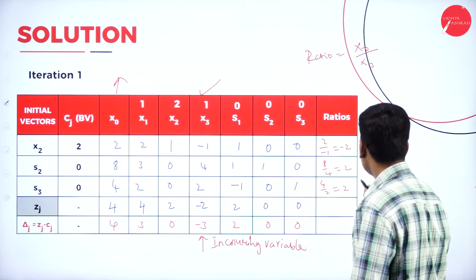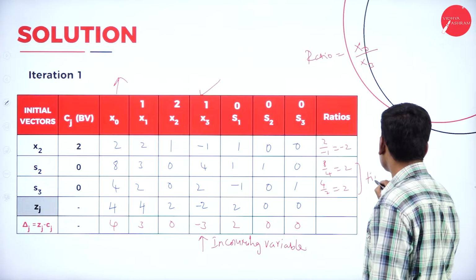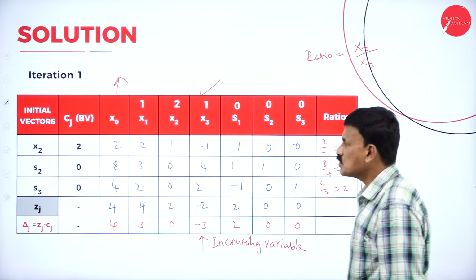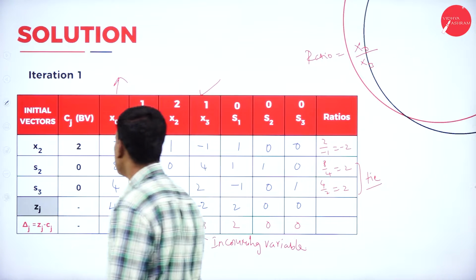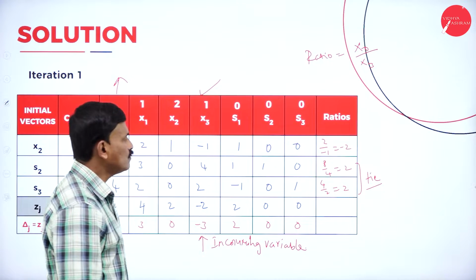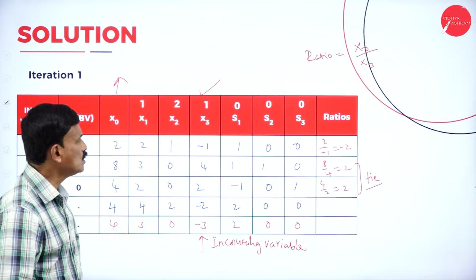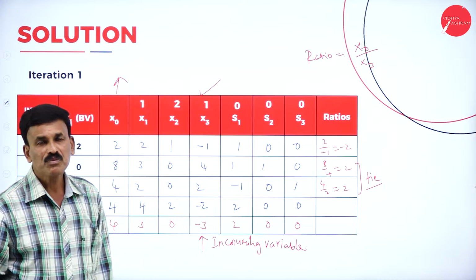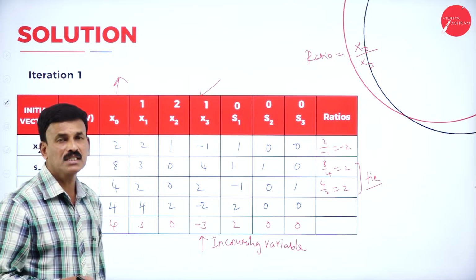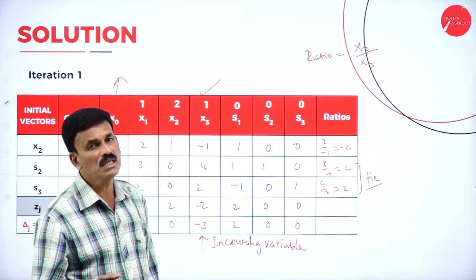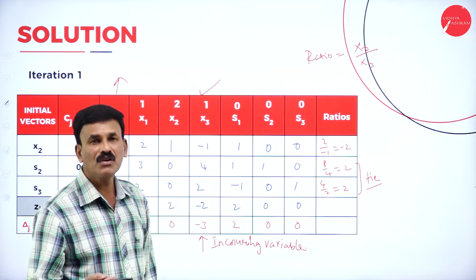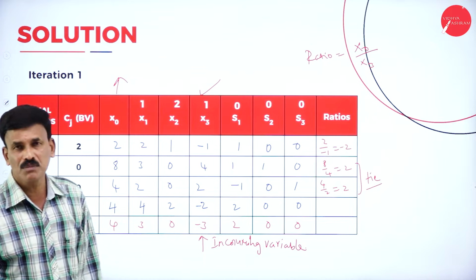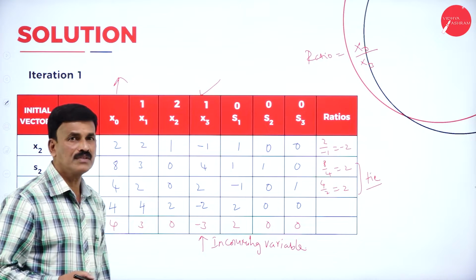Since these two values are the same, there is a tie between these two. So the R2 and R3 column values will have the same ratio, 2. Therefore there is a tie, and this degeneracy has to be removed. For that we have to find the minimum of the element. Now how to find the minimum of the element?